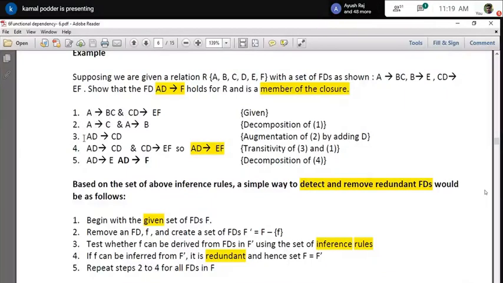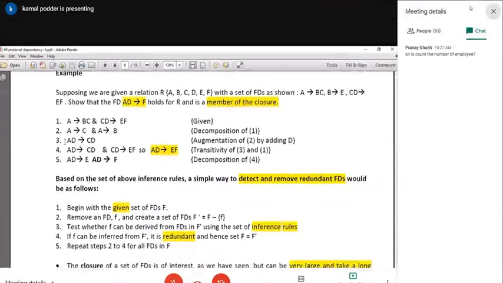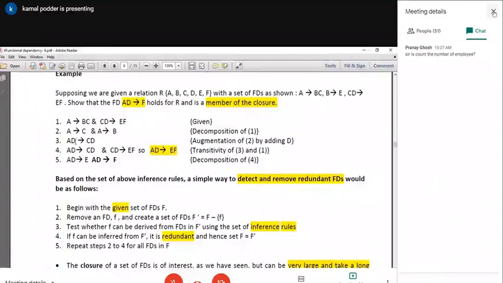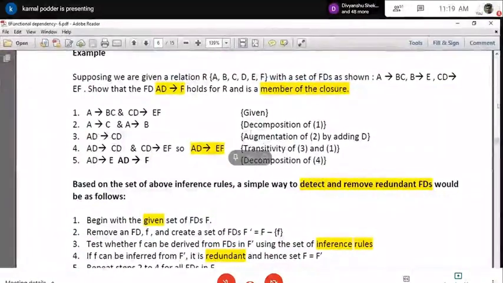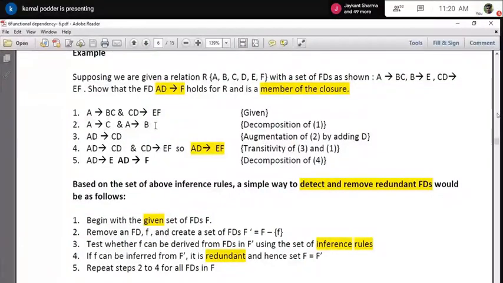Now I have another FD. Sorry, now I have augmented the second by adding D. After decomposition, I got this one. Then I augment this first one. If I augment that, that means I am adding the D on both sides. That is the augmentation I have done. So CD depends on AD. Like this I have got.